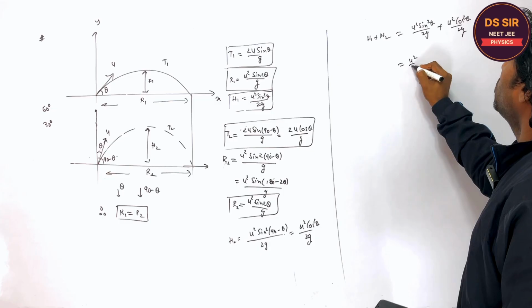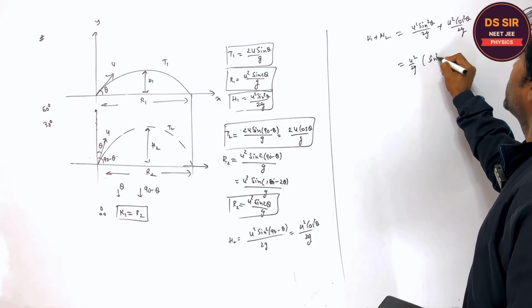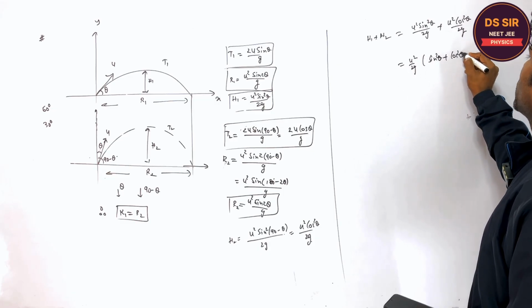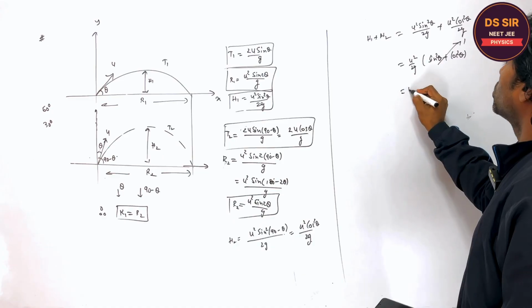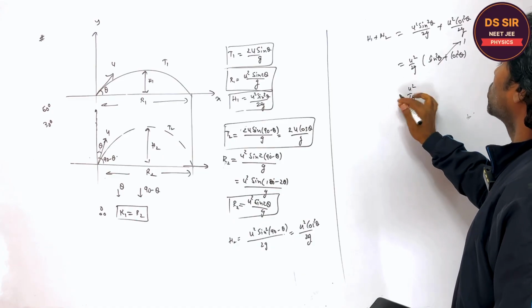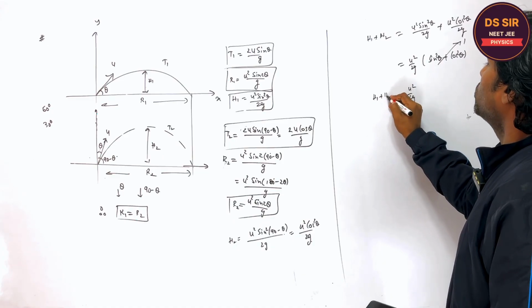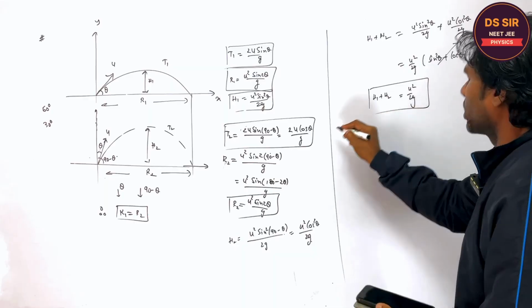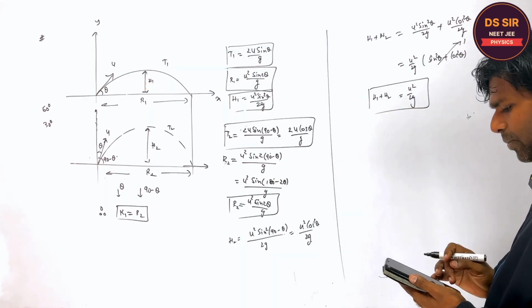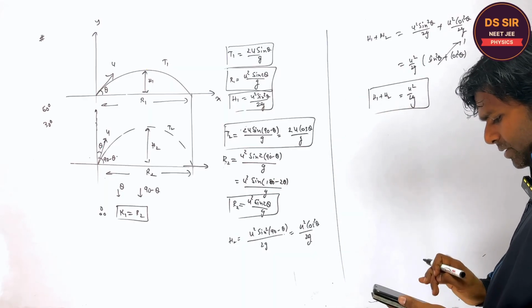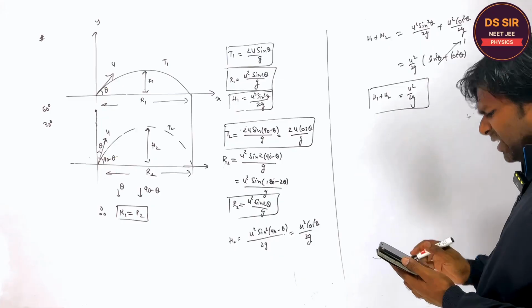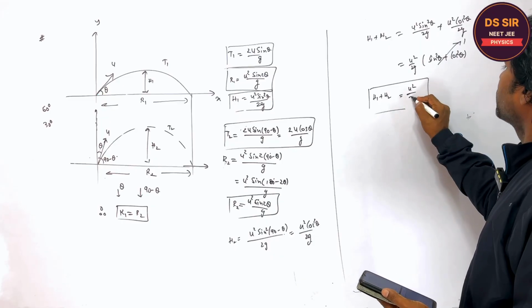If u square upon 2g is common, sin square theta plus cos square theta is equal to 1. So u square upon 2g. So h1 plus h2 is equal to u square upon 2g. You will remember this. All right. Very good.